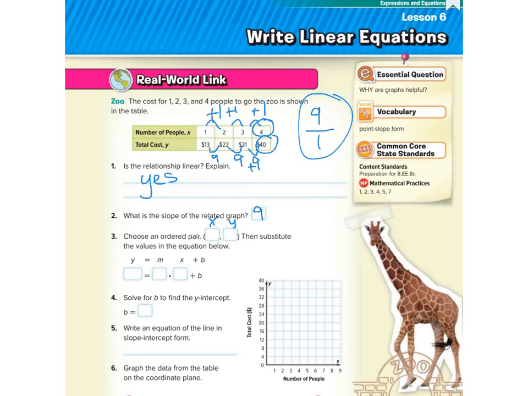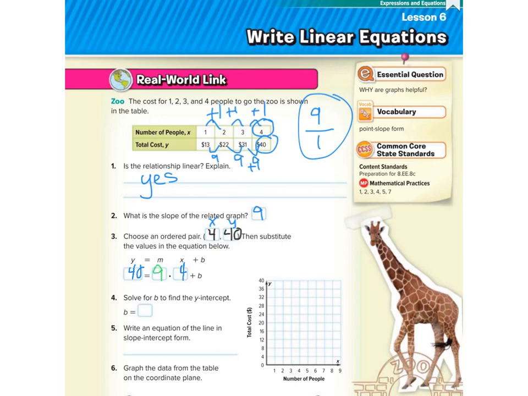So I'm going to switch colors. 4 goes here and 40 goes under the y here. Then we need to substitute the values into the equation below. So our 4 would be where our x goes. So 4 goes here. Our 40 goes where our y would go, and our slope goes here, m.